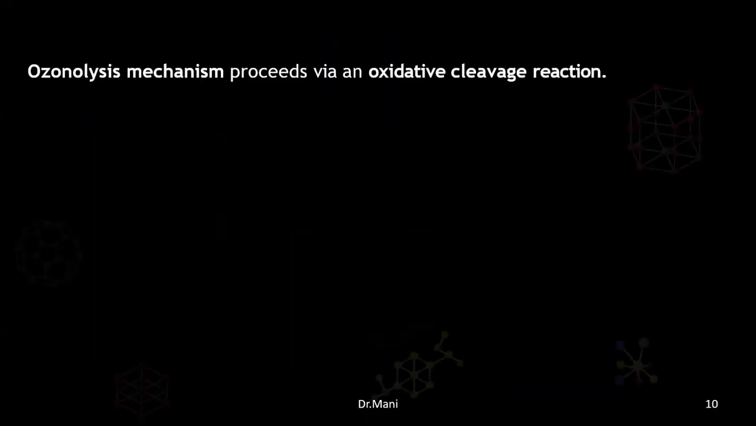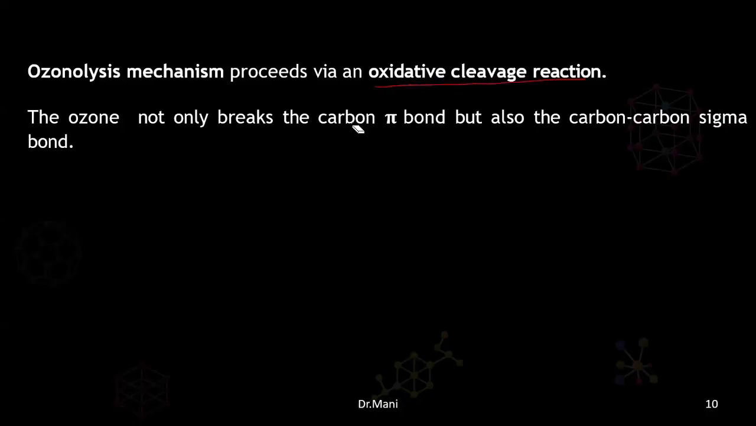Okay, just know these things. A quick revise of the points that we saw. So the ozonolysis mechanism proceeds via oxidative cleavage reaction. Yes or no? We saw this. Next one. The ozone not only breaks the carbon-carbon pi bond, but also the carbon-carbon sigma bond. And that's how we saw. So it will break the pi bond and it will form the aldehyde. It will break the sigma bond and it will form the ketone.